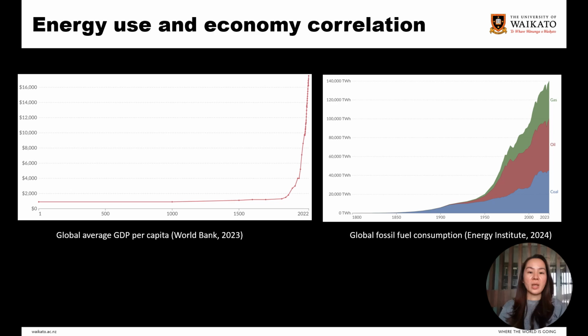And in this slide, I have two features to show you how correlated the energy use and the economy are. On the left-hand side is the global average GDP per capita, and on the right-hand side is the global fossil fuel consumption. As you can see, they come together, which means that every single dollar we create in our economy, we need to consume a certain level of energy.